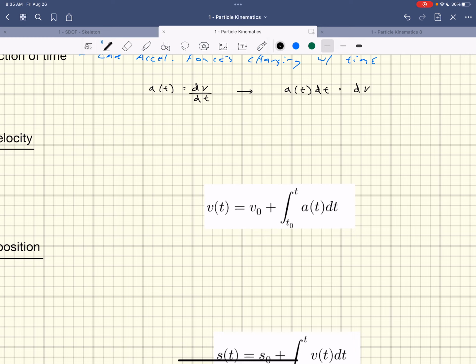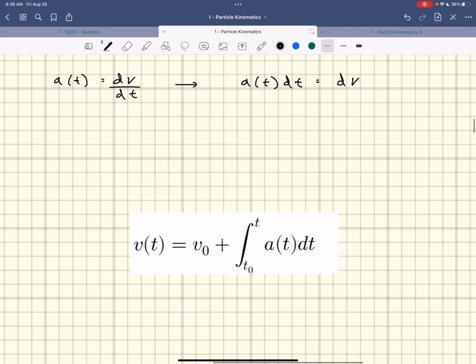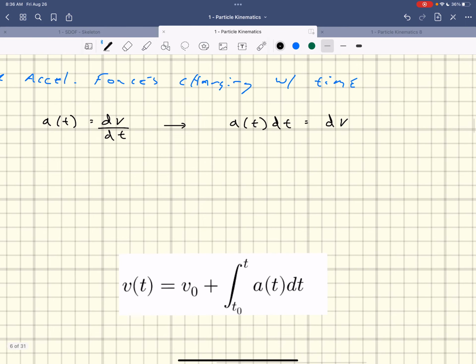That's all I did, I just took this little dt right here and moved it over to the a of t. So it's a of t dt is equal to dv. And at this point, what I do is I integrate both sides. I'm taking this one from t naught to t, and this one from v naught to v.